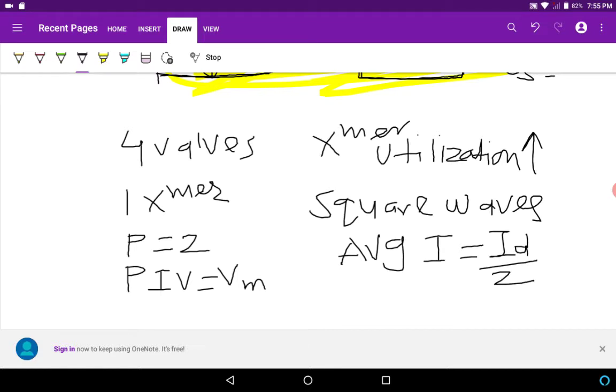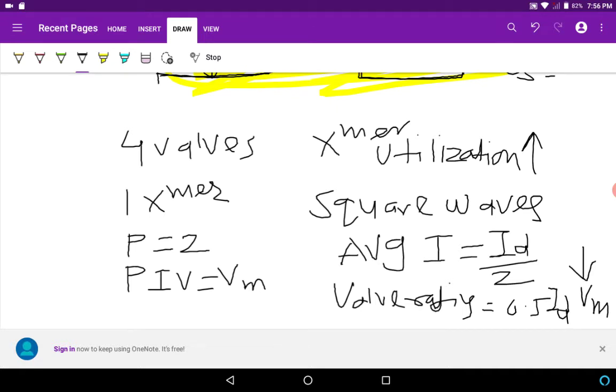So the valve rating will also be less. Valve rating required will be average current into voltage, so the valve rating is 0.5 Id into Vm. This valve rating required is less, but the number of valves required is more, if you compare this with the earlier kind of transformer.